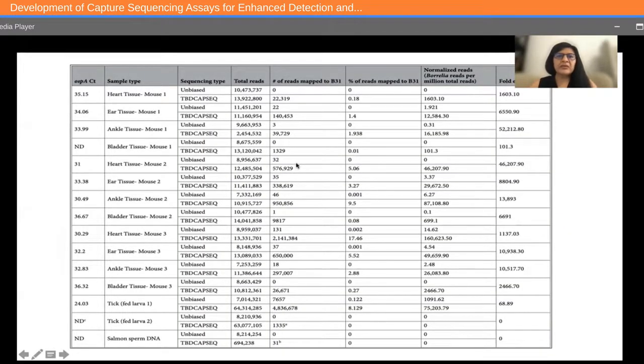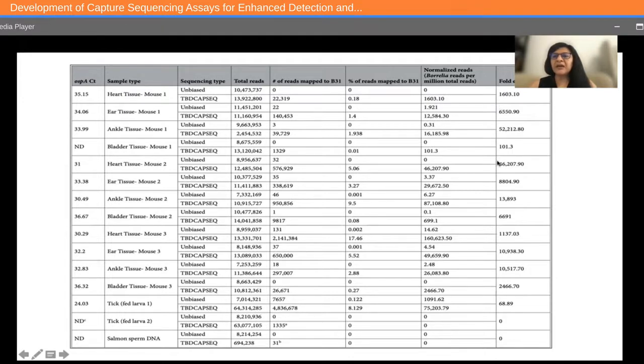This table here shows the results from this particular experiment. In the first column, we can see the CT values. Again, as before, there's a range of CT values, and high CT values mean low pathogen burden, and these are not detectable from PCR. So what we can see for these samples is the results from both unbiased and TBD-Cap-seq. And we can see clearly that a lot of these samples were not called from unbiased sequencing, but they are detectable from TBD-Cap-seq.